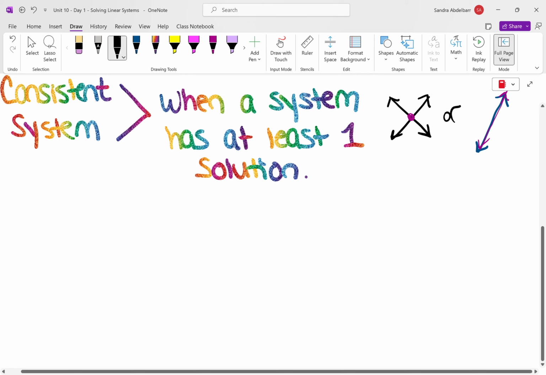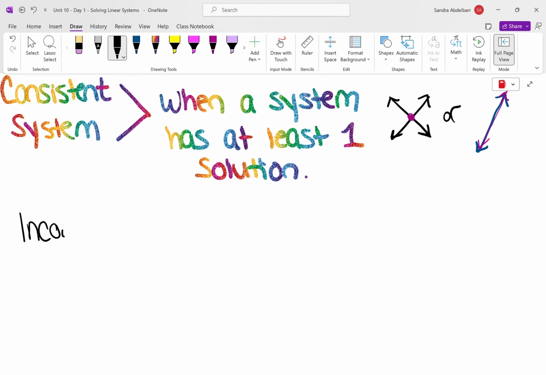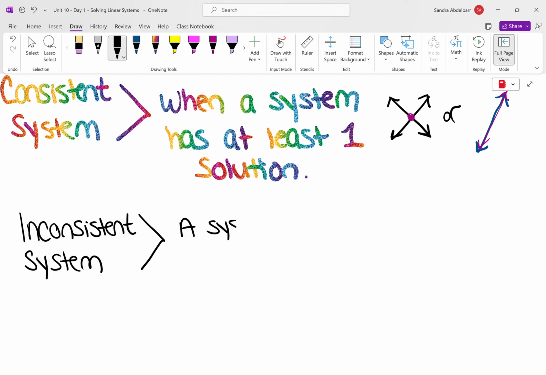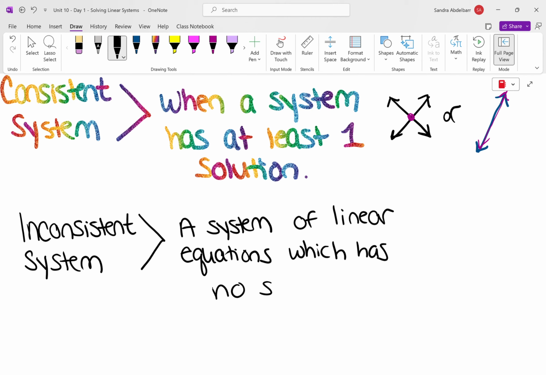And our last new vocab word is going to be an inconsistent system. An inconsistent system will be a system of linear equations which has no solution. What do you think that looks like? Parallel. Kate? Brandon? Parallel lines. Two parallel lines. You got it.